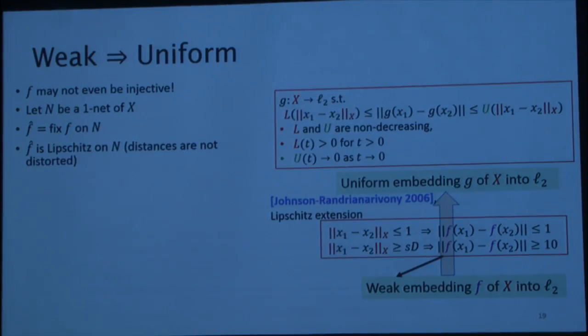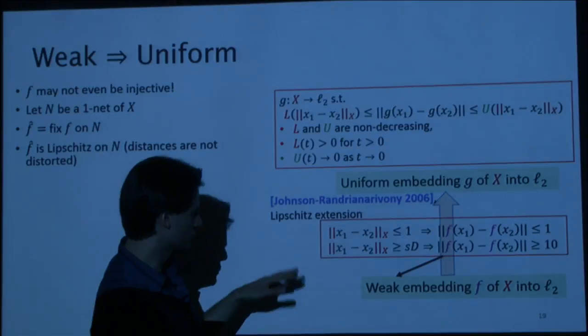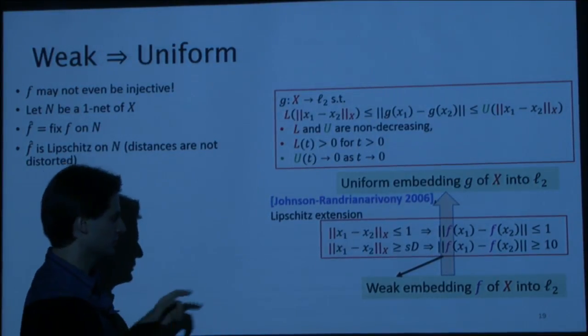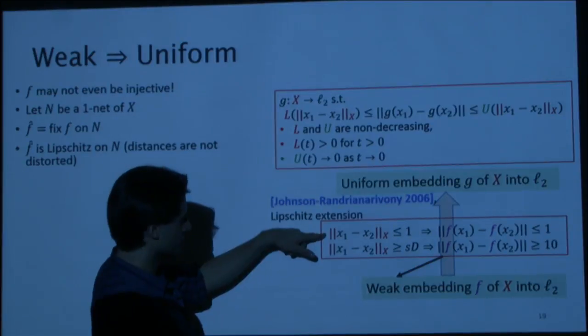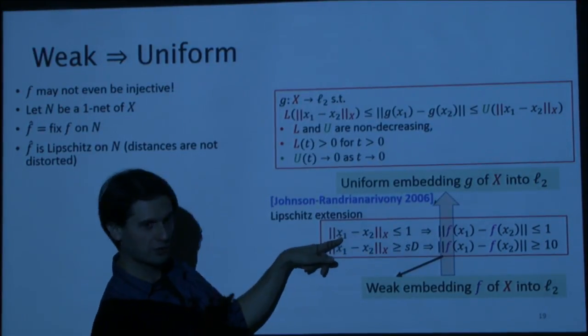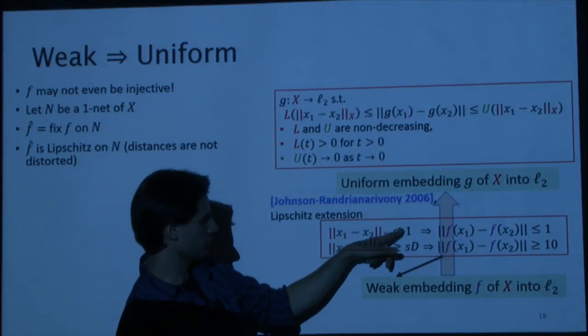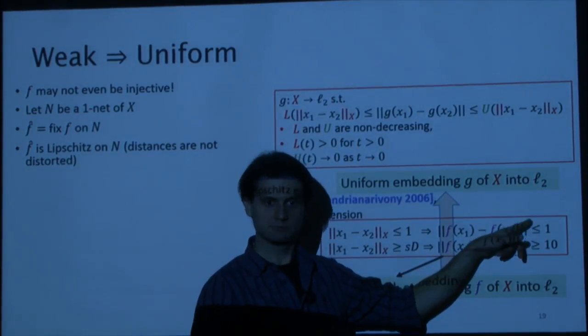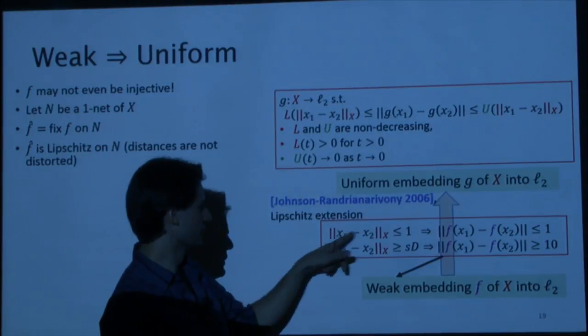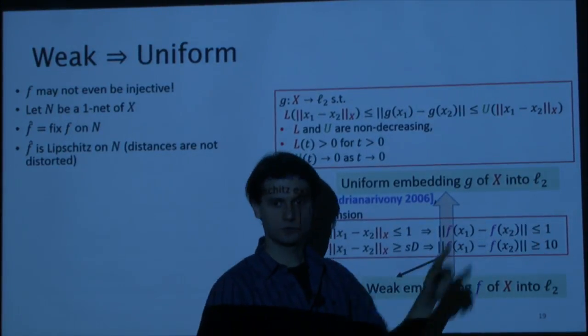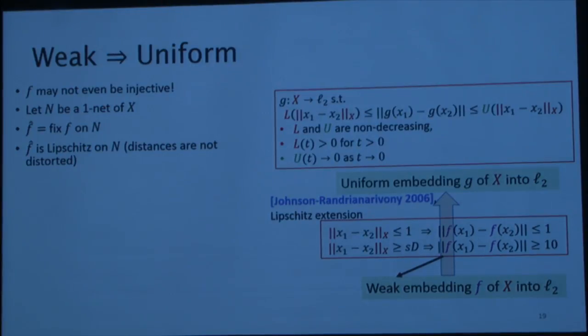I won't prove it, but it's relatively easy to prove that f hat is Lipschitz on this N. Lipschitz means proving an upper bound. Here it says it's Lipschitz on one scale only: if the original distance was at most 1, then the target distance is at most 1. By triangle inequality, you can prove that if the distance was at most t, then the final distance is also at most t. You have to be a little bit careful, but this is easy to prove.